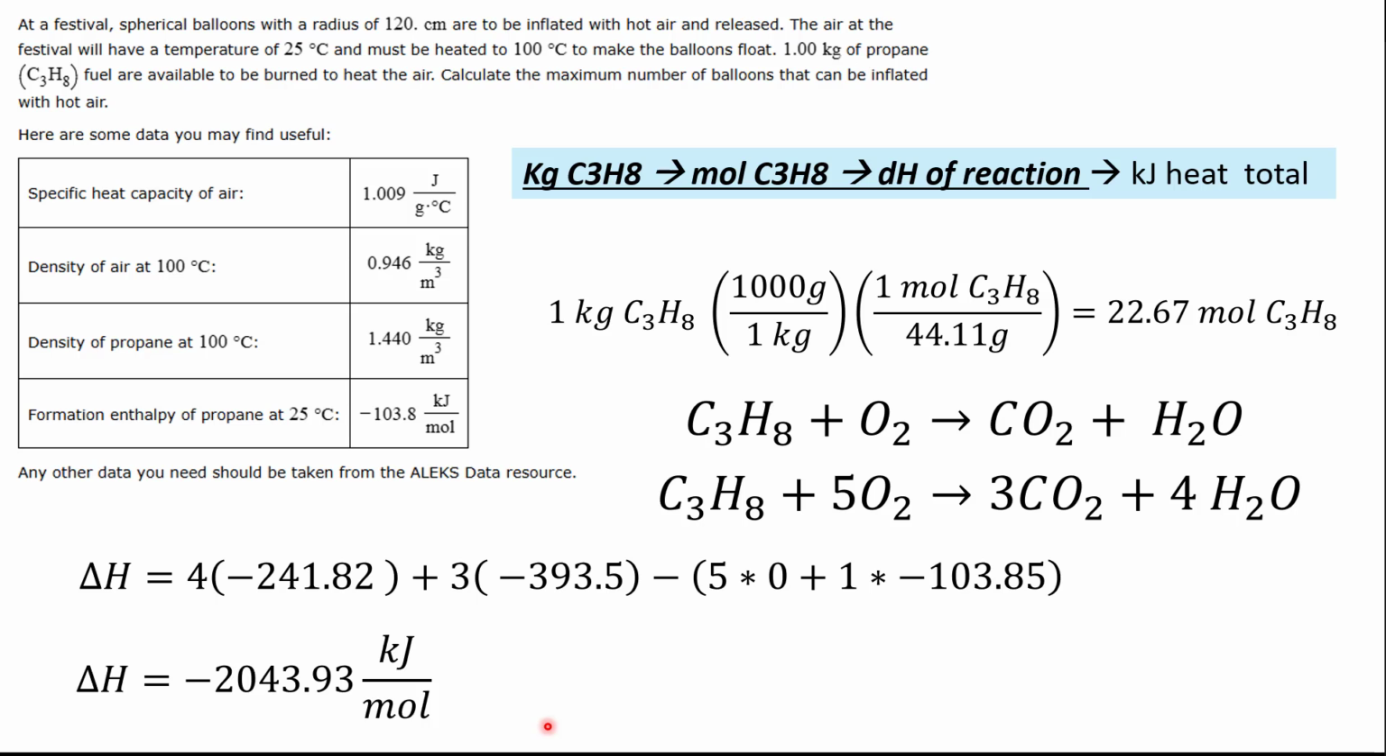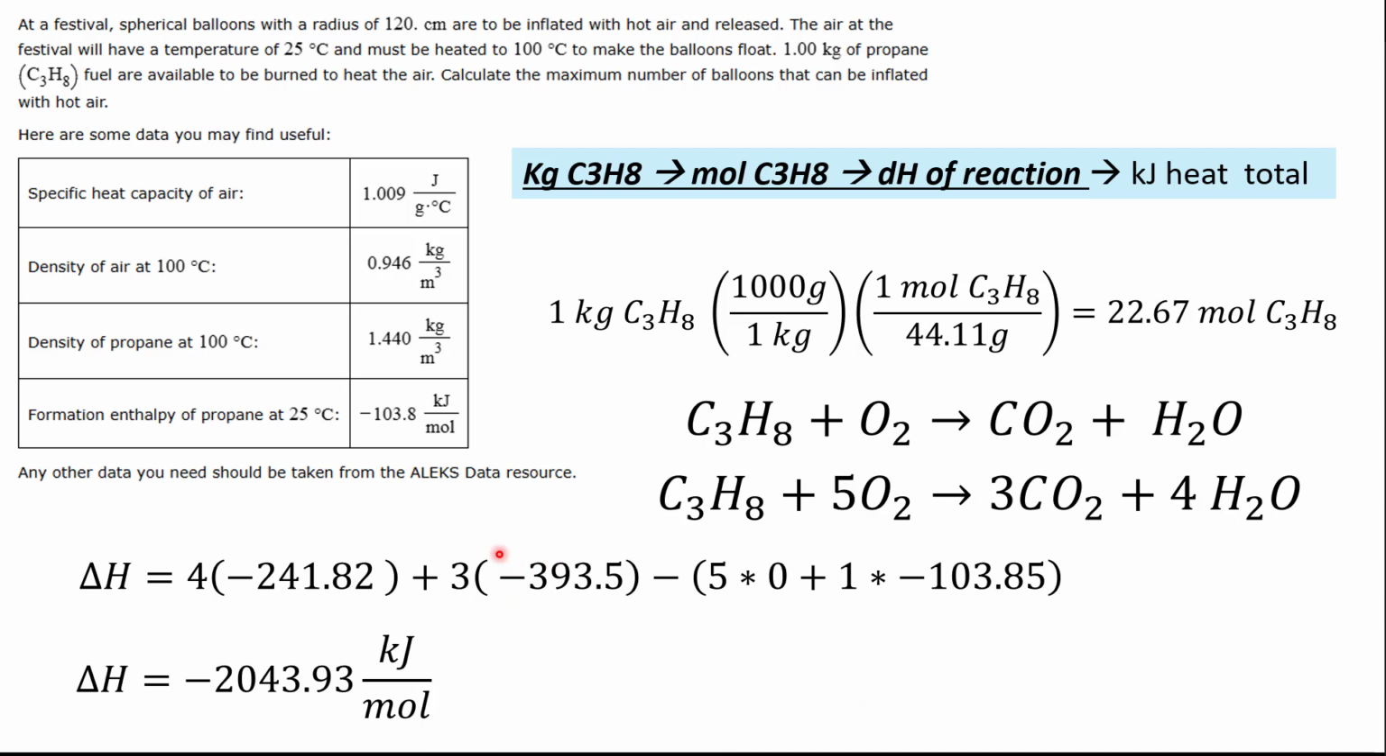Now, we need to adjust for one more thing. This would be our heat if we had 1 mole, because out here is a 1, and here is per mole. But we don't have 1 mole, right? We have this many moles.